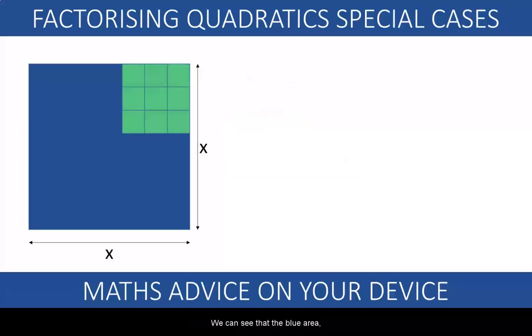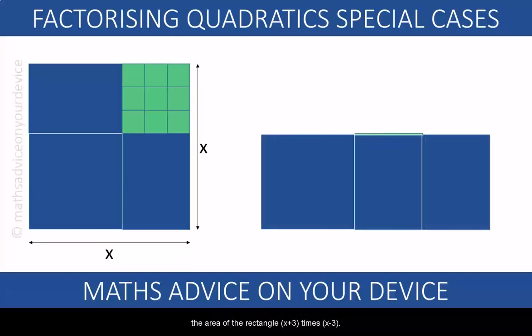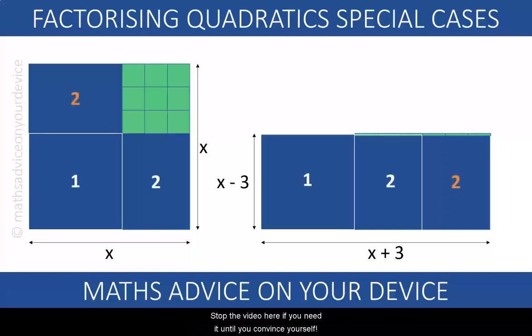We can see that the blue area, the difference between the squares, x squared minus 3 squared, equals the area of the rectangle x plus 3 times x minus 3. Stop the video here if you need, until you convince yourself.